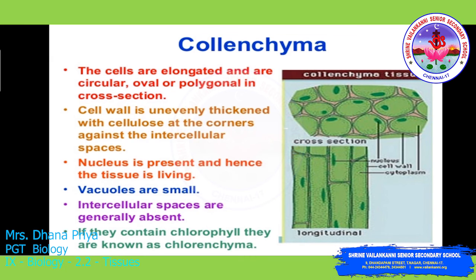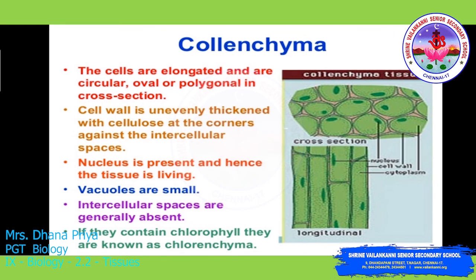Next we move on to collenchyma. The cells are elongated and are circular, oval or polygonal in cross section. Here on the right hand side you can see the cells are oval or polygonal. The cell wall is unevenly thickened with cellulose at the corners against the intercellular spaces. The nucleus is present and hence the tissue is living, like the parenchyma. The vacuoles are small. The intercellular spaces are generally absent.